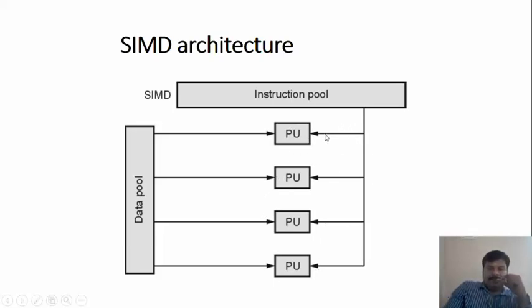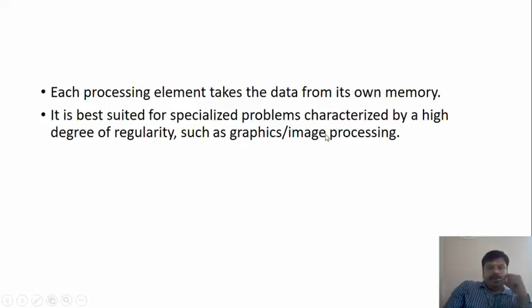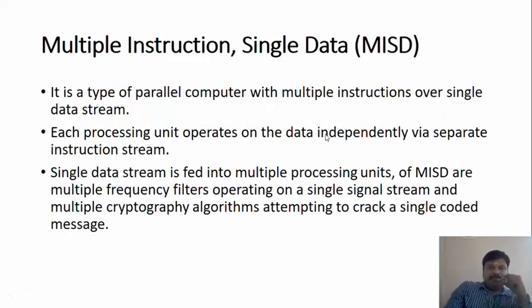This is called SIMD. So each processing element takes data from its own stream. It is best suited for specialized problems categorized by a high degree of regularity, such as graphics and image processing. We will be using it. That is multiple data and single instruction. This is SIMD. Next we go for MISD.